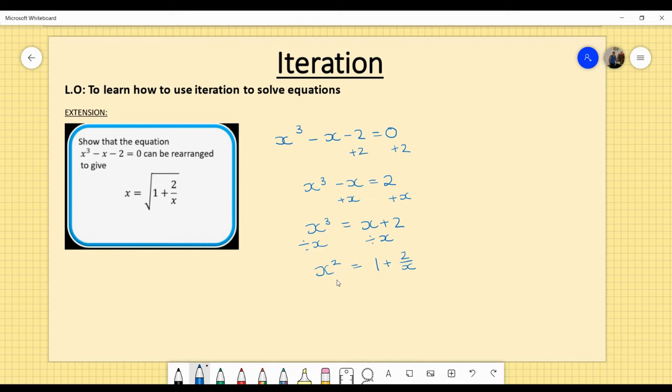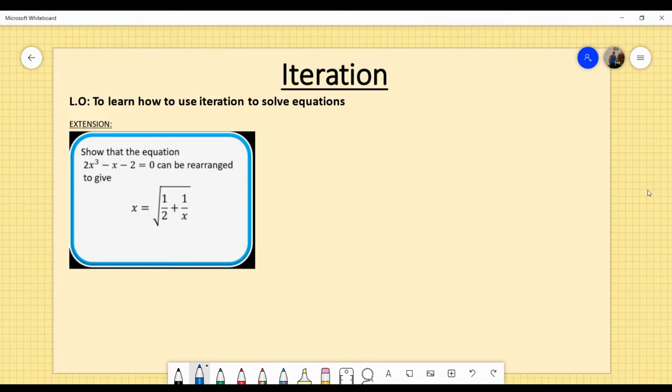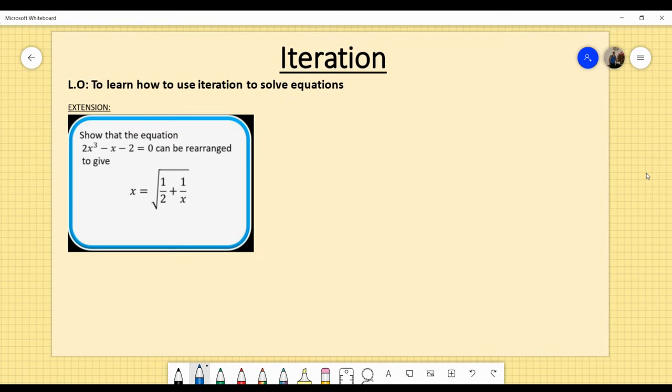And therefore, my last job is to make sure that I have an x on its own on the left-hand side. So I need to square root on both sides on this one to give me x equals the square root of 1 plus 2 over x. Okay, so there are often several ways of rearranging equations, and it's not necessarily the most sensible way, but it's about showing how you can get from one format to another and thinking through the things that you need to do that. Okay, I'm going to pop one more up for you so that you can have a look at. So if you want to have a go at this one and think about how you might get the answer to it, and then hit play when you're ready for me to go through it with you.